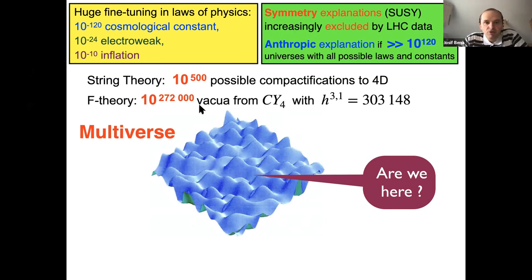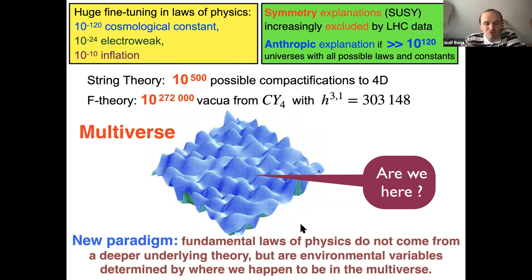And in string theory, people argue that you can find 10^500 possible compactifications to 4D. In F theory, one can build even more. There's this famous Calabi-Yau fourfold with a very big Euler number, where you can build 10^270,000 vacua. According to this anthropic way of thinking, the fundamental laws of physics don't come from some deeper underlying theory. You have many universes, each with its own physical laws, and you just happen to be in one of them. This way of thinking has been motivating and driving string cosmology for a while.